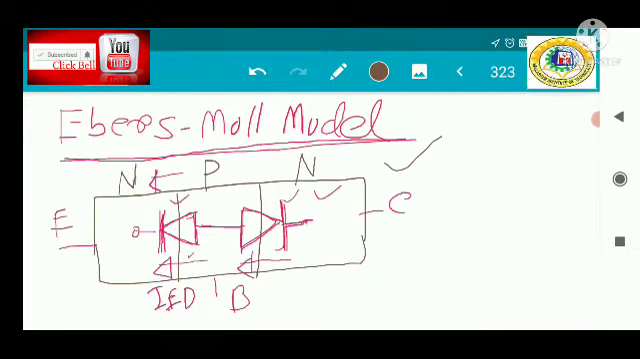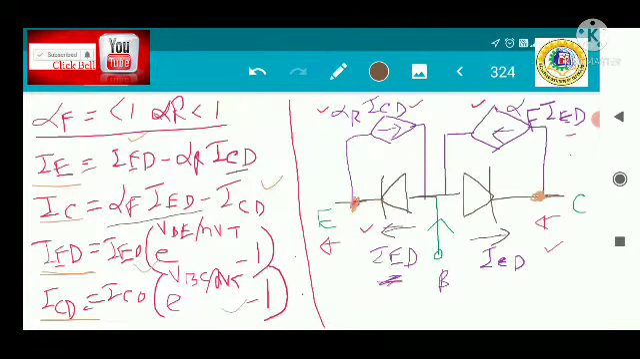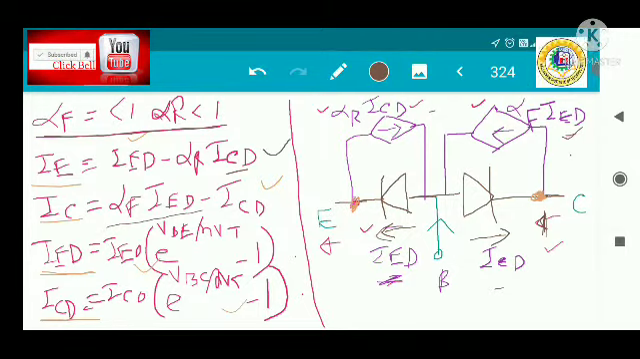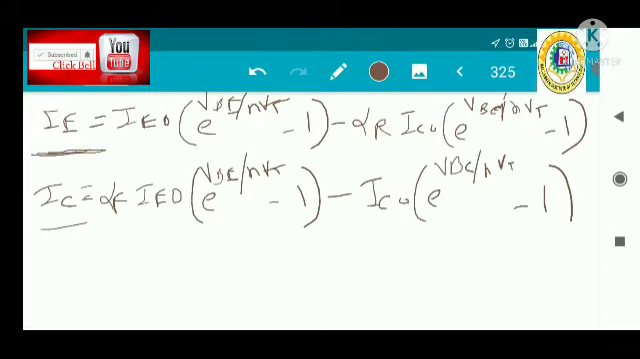We have replaced the inside of the NPN transistor with two back-to-back connected diodes, and then we bring in the transistor concept. If there is forward bias current in this diode, some portion of the current will reach here, which is represented by this dependent current source. And if there is a forward current from the collector to base, some portion of ICD will reach here, represented by alpha R ICD. From there we write these four equations based on the diode concept and the transistor concept, and then you get a complete picture of the values of IE and IC from the Ebers-Moll model.